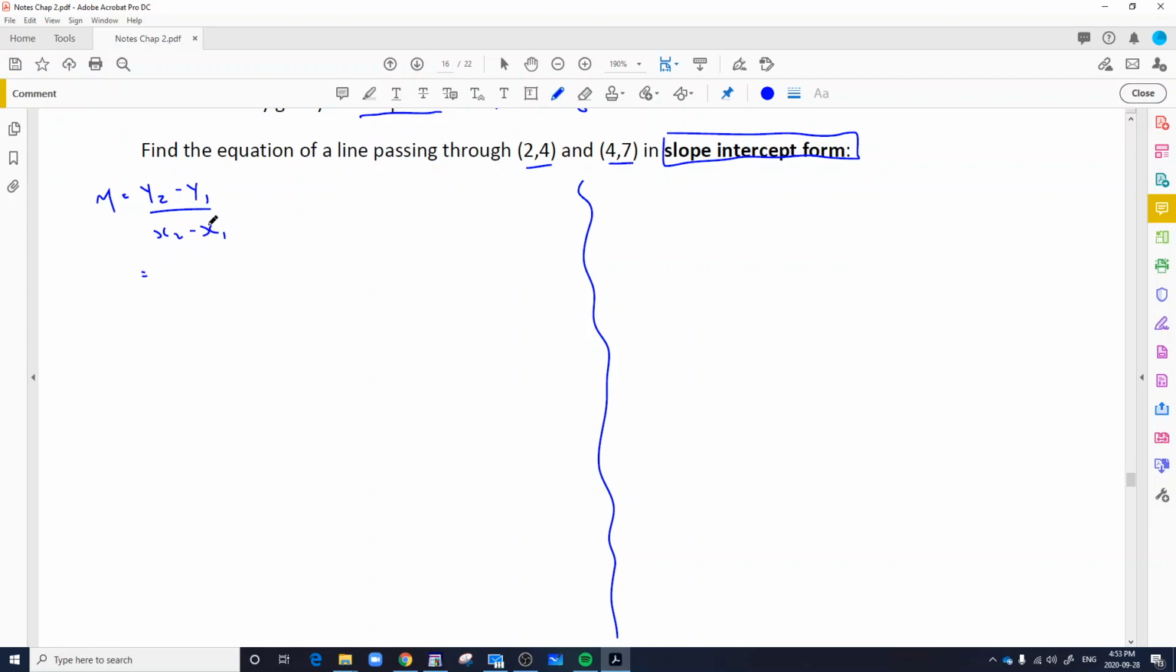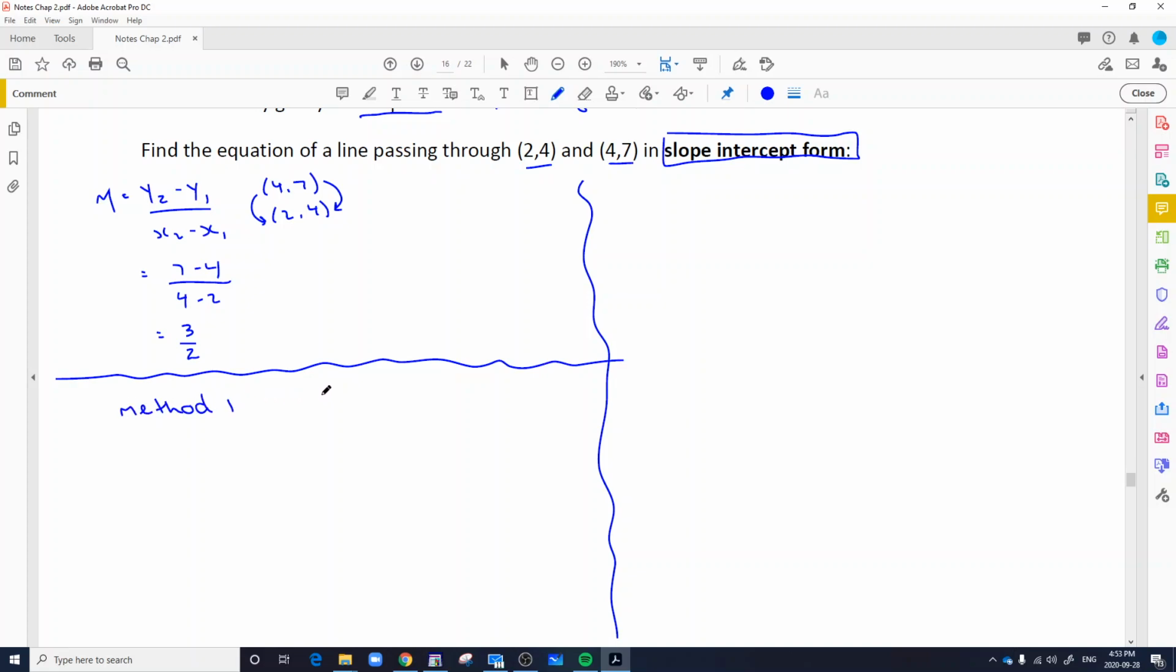So we're going to plug in our points. I'm going to write my points on top of each other because then I don't lose track of them. I'm going to do 7 minus 4 over 4 minus 2, which is going to give me a slope of 3 over 2, or 3 halves. Now I need to find the equation of my line. And I can do this either using method 1, which is using the equation y equals mx plus b, or I can do method 2, which is using the slope formula. Does not matter, gives you the same answer.